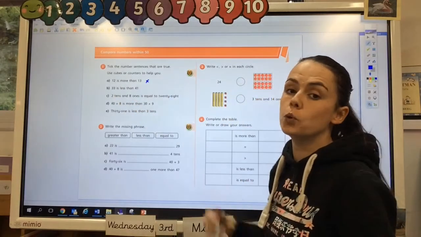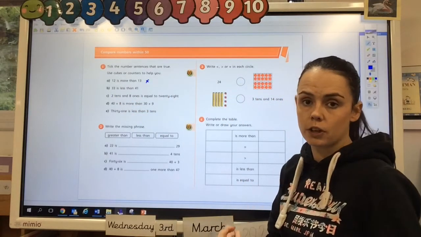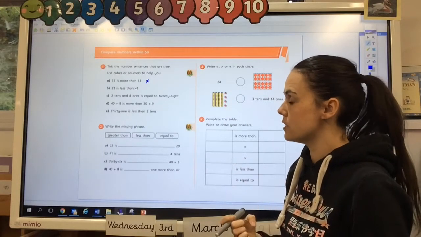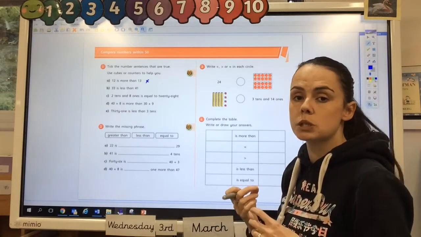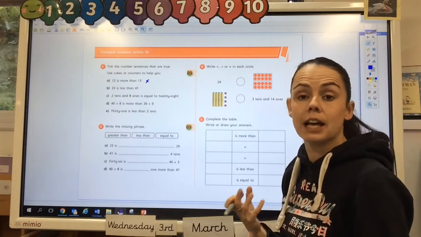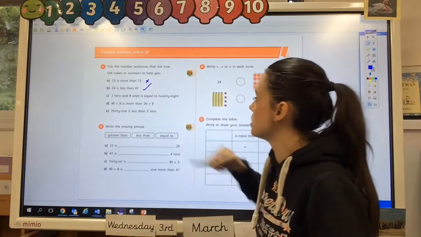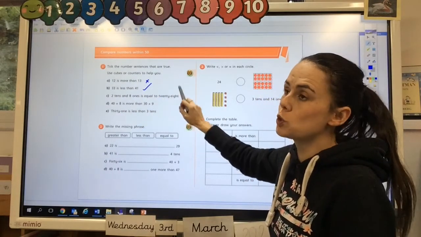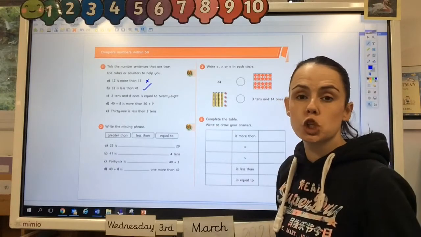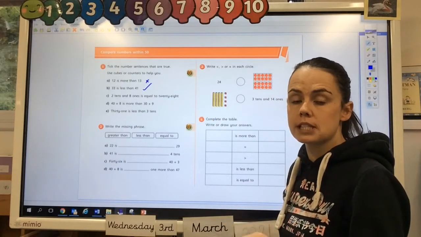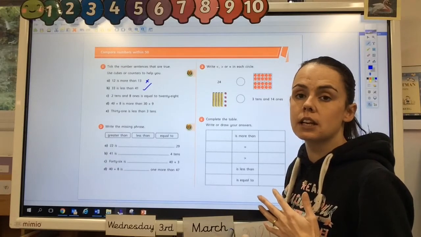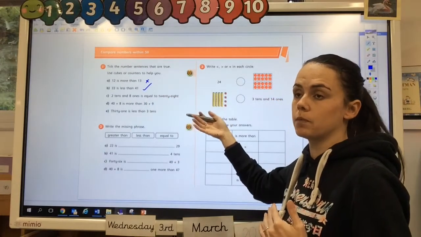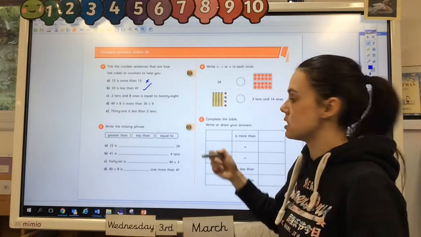33 is less than 41. So find 33 on your number square. Now find 41. 33 is less than 41. Is 41 bigger than 33? Yeah, it is, so it must be right. Well done. 2 tens and 8 ones is equals to 28. Well, what's 2 tens and 8 ones? 2 tens is 20, 8 ones is 8, so we've got 28. So 28 is equals to 28. Is 28 the same as 28? Yes, it is, so that's right. Tick.